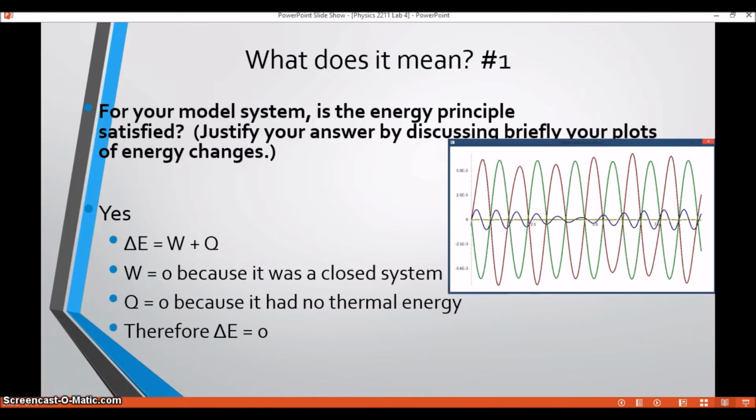Furthermore, this also answers my hypothesis in the beginning, because in the beginning I made an observation that there was no work or thermal energy acting on the system, which led the summation of all energy forces to equal 0. And because of that, the energy principle was satisfied.